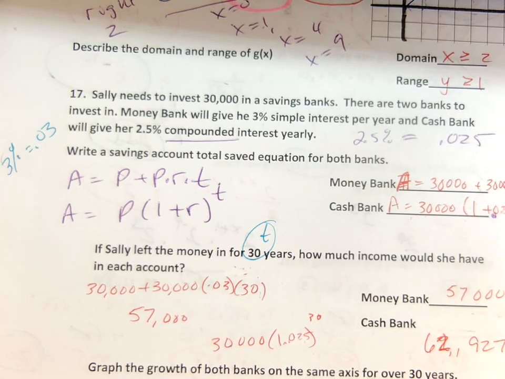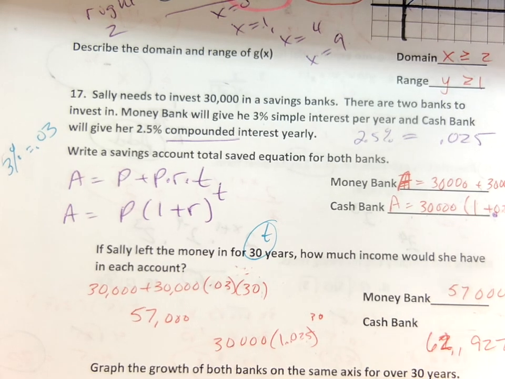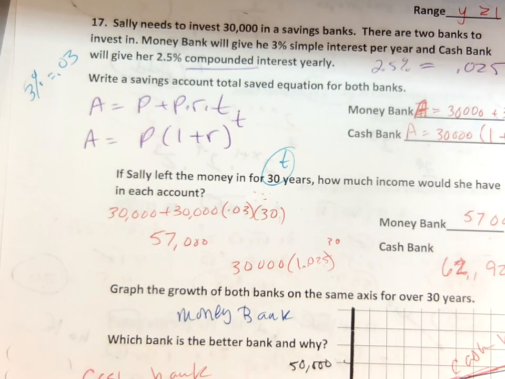Now I graph the two over a 30-year period, and you can see the slight curvature. Cash Bank should be a curved line, and Money Bank should be a straight line. So which is the better bank? Obviously Cash Bank, because you're compounding your savings. Your own money goes back to you.